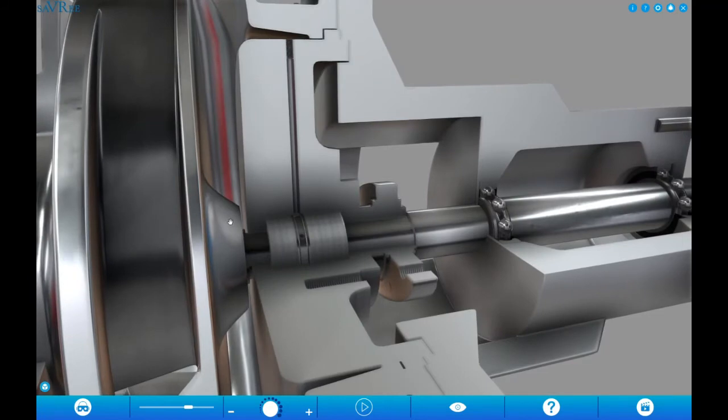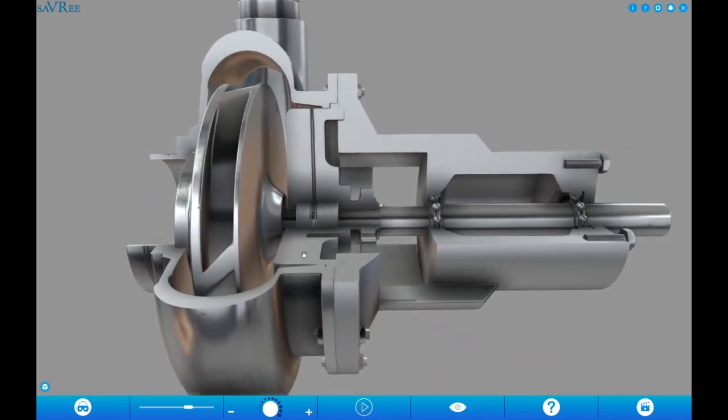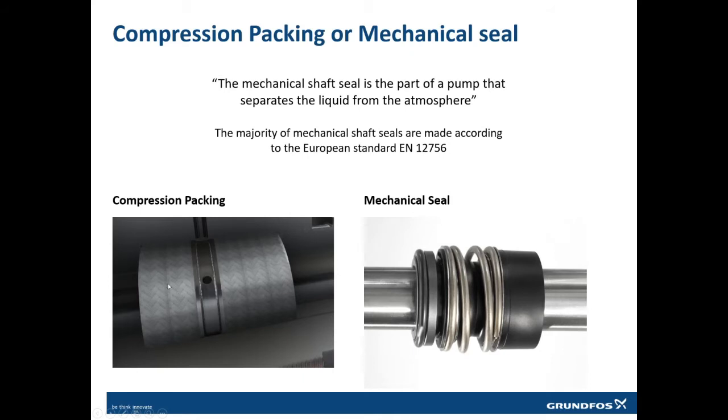So to avoid water coming out into the atmosphere, we use mechanical seals, or shaft seals, or the gland packing, or compression packing. All of these do the same work and have the same meaning. The major job of all of these is to stop water coming out from the very high volute pressure into the atmosphere. There are different types of it. There's compression packing, which is called gland packing. This is a very old technology.